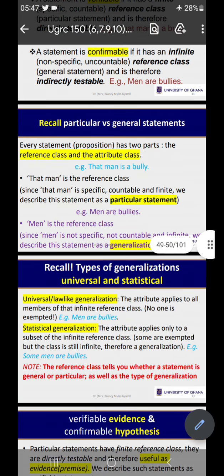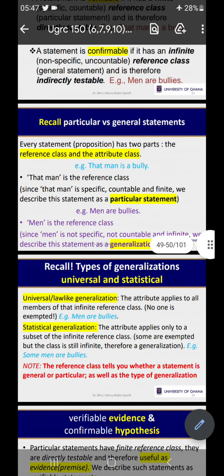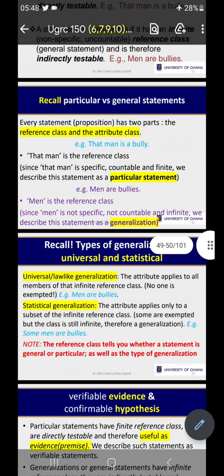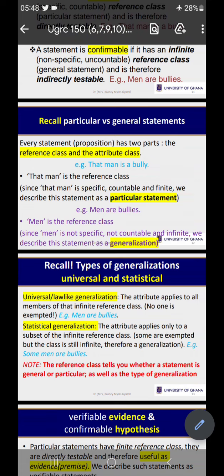They are called verifiable statements because they have a countable reference class. In my previous video, I explained that a particular statement is a statement with a countable reference class, or a finite reference class, which means that its reference class can be determined. As I told you earlier, a particular statement is the same as a verifiable statement. It can be defined as statements that are directly testable through experience, because it has a finite reference class.